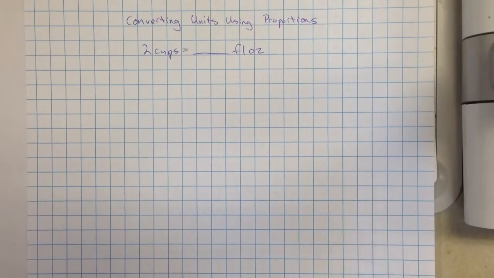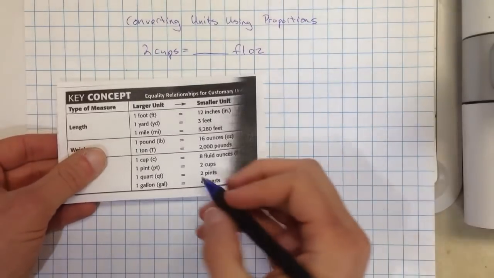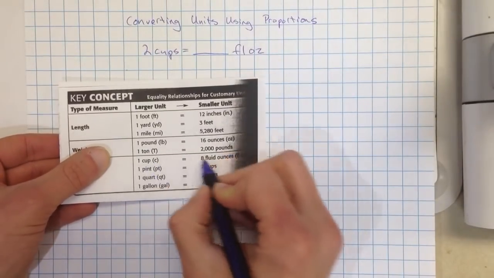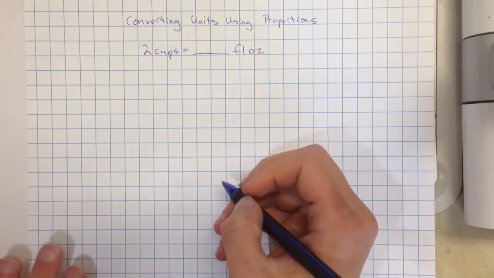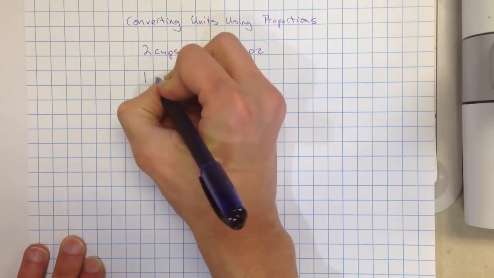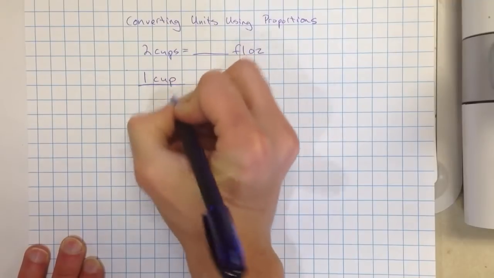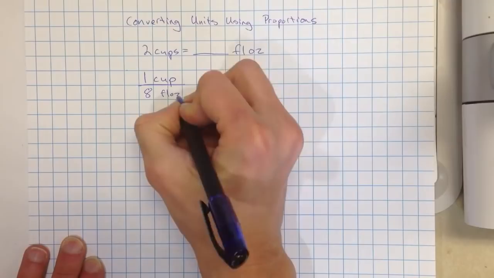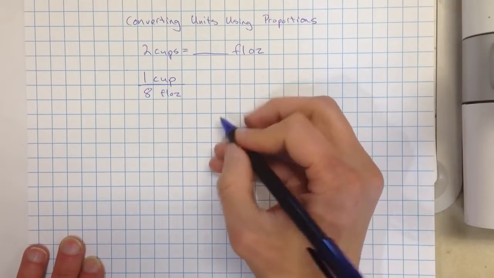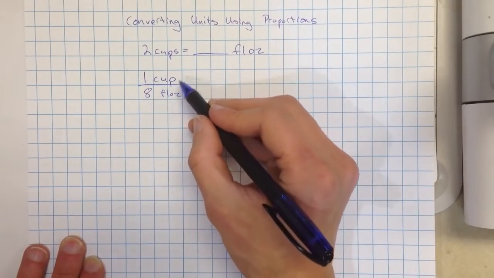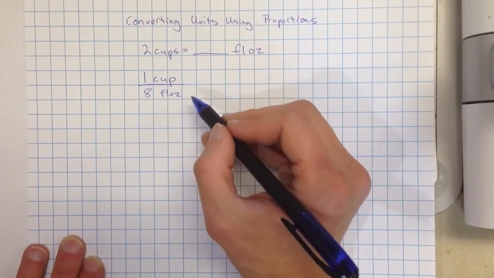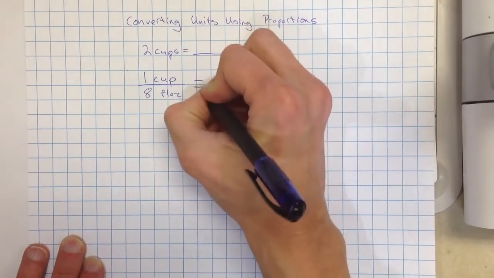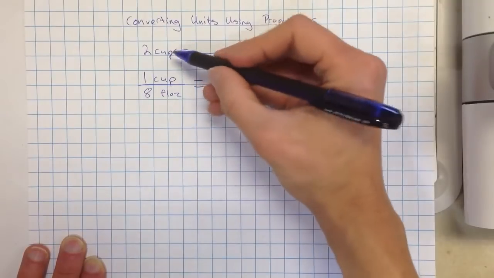But we can also do this using a ratio, and this is how we will do that. We'll look at our chart, and we have 1 cup equals 8 fluid ounces. So I'm going to set up a ratio. I'm just going to write 1 cup on top as my numerator, and then 8 fluid ounces down here as my denominator. Now I'm keeping my units here just to remind me exactly what's on top and what's on bottom. It's very important.